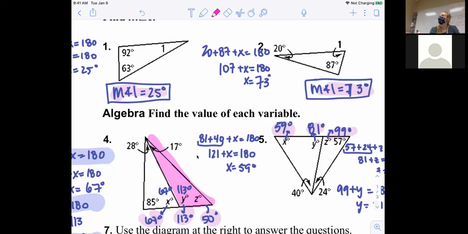Griffin? So on number 5, if you get z, then you get y. Yep, very good. Just because they're labeled X, Y, Z doesn't mean that's the order we should solve them in. Do whatever is easiest first. And on that one, it was Z.